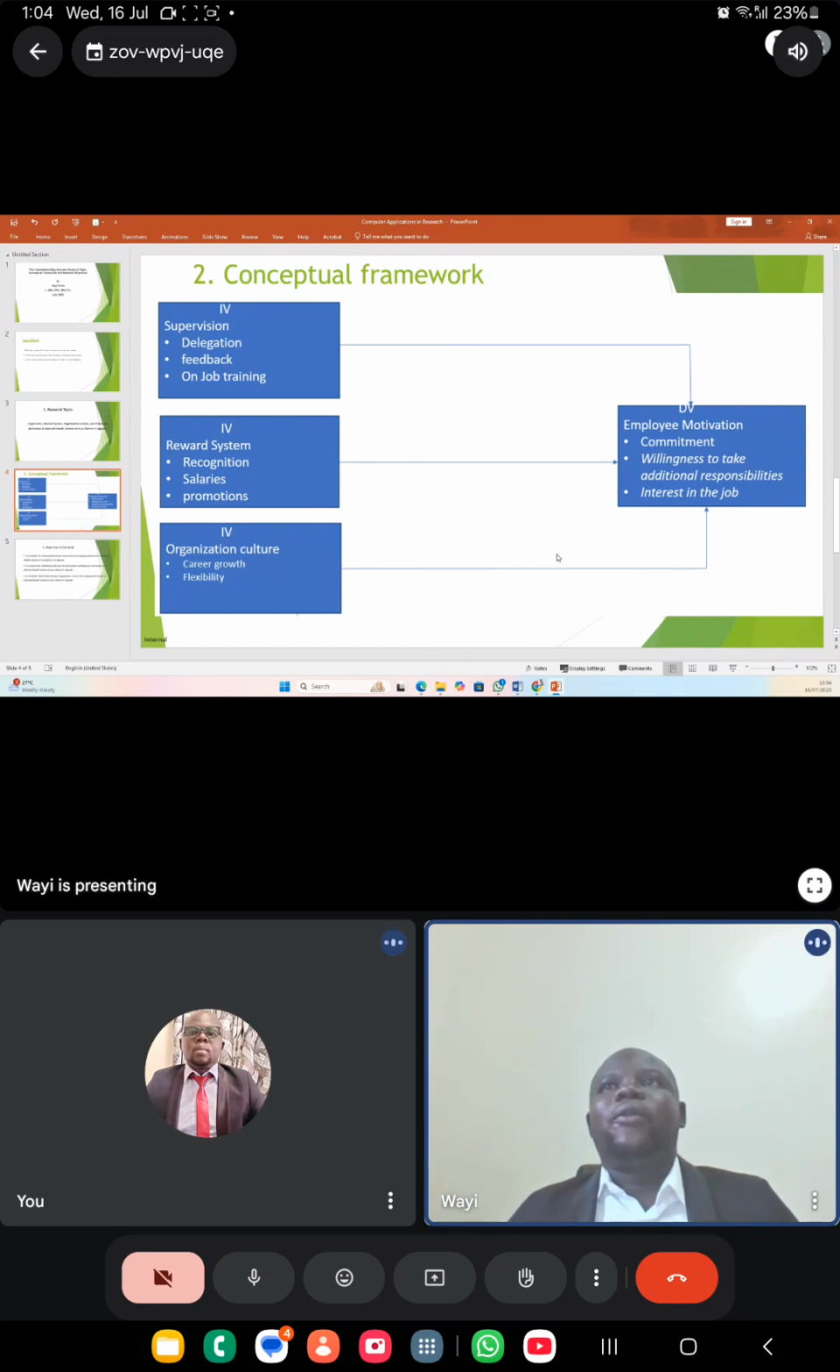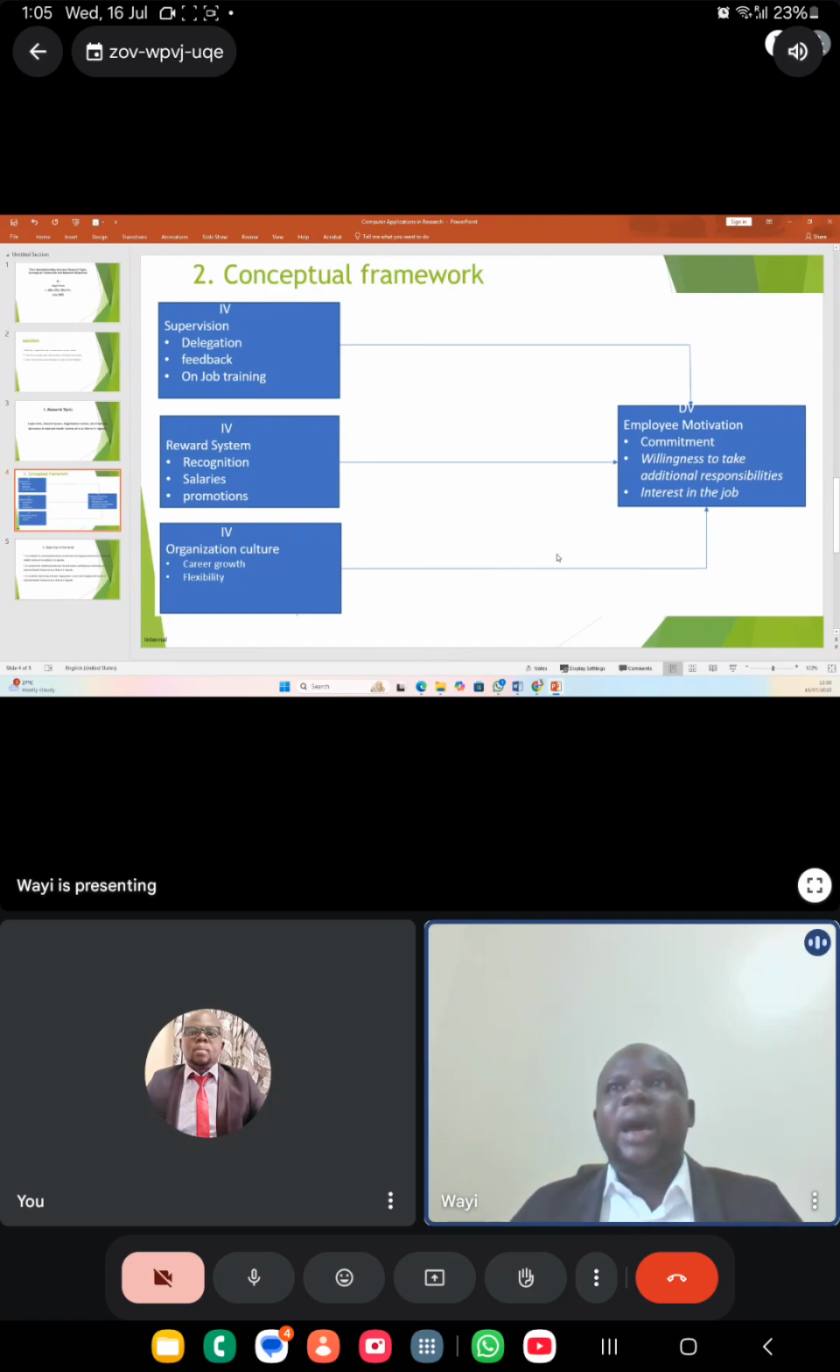So you will find that in the conceptual framework, the direction of the arrows is showing us what depends on what. The first arrow is showing us that employee motivation depends on supervision. And we measure supervision by feedback, on job training, and delegation. And we measure employee motivation by commitment, willingness to take a chance, and interest in the job. So this is showing the relationship that we are trying to investigate.